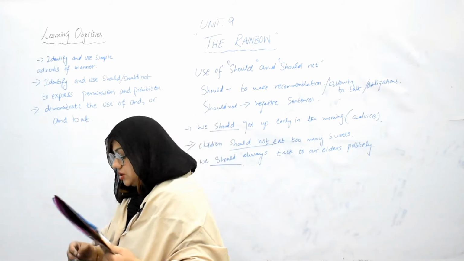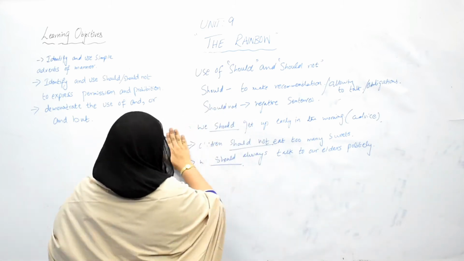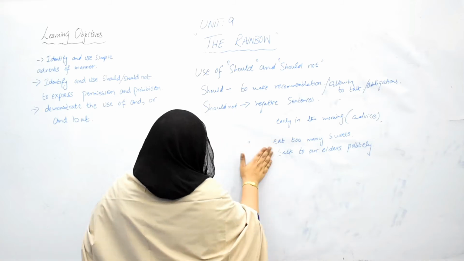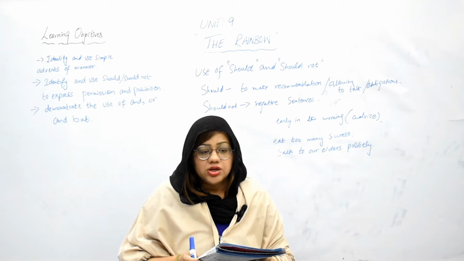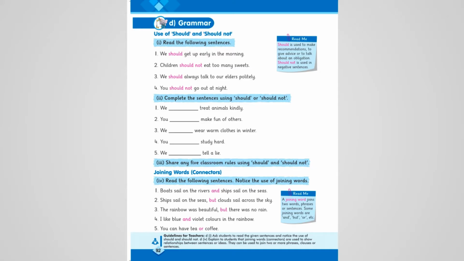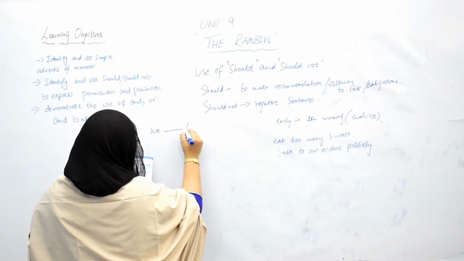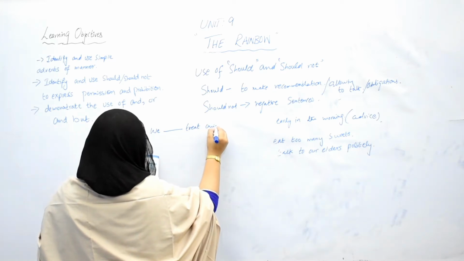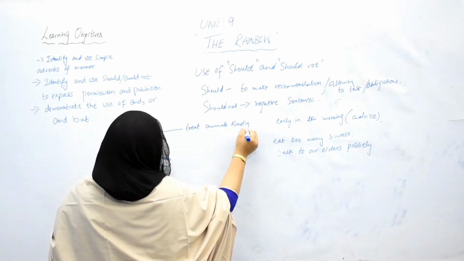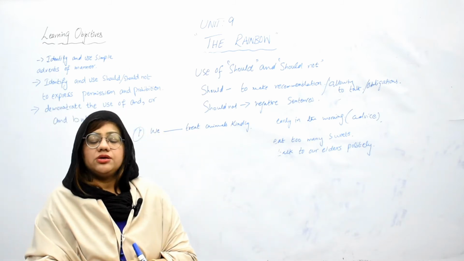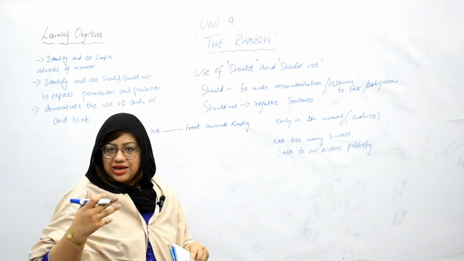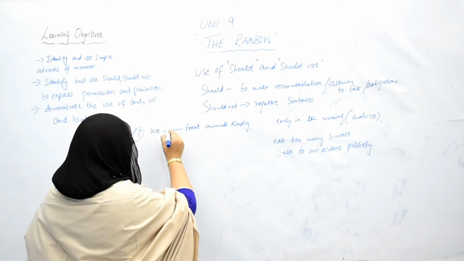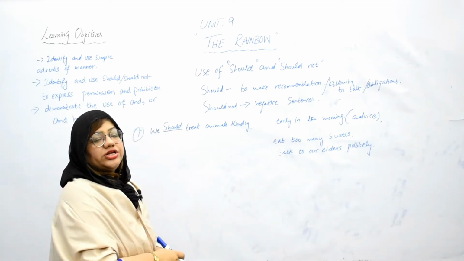Now students, look at this one. You will see that we complete the sentences using should or should not. There are some sentences, for example, we dash treat animals kindly. Can anyone tell? We dash treat animals kindly. I am giving advice. So what do I have to use? Should. We should treat animals kindly.